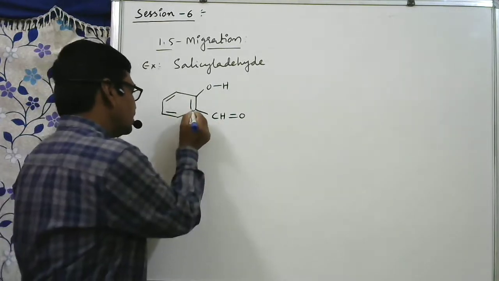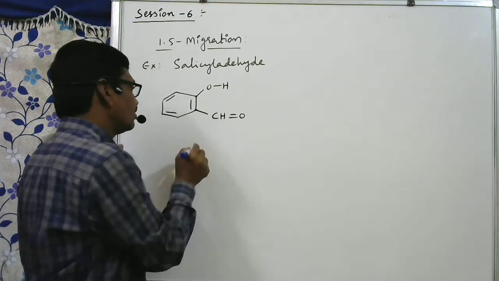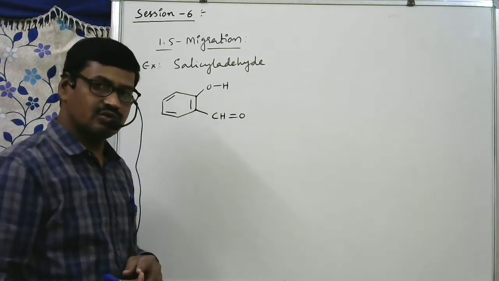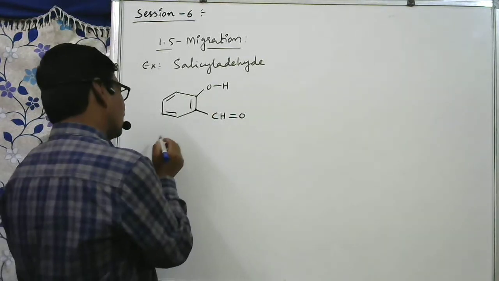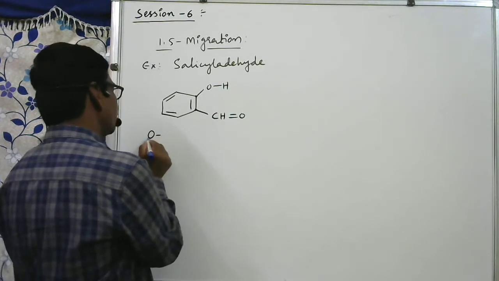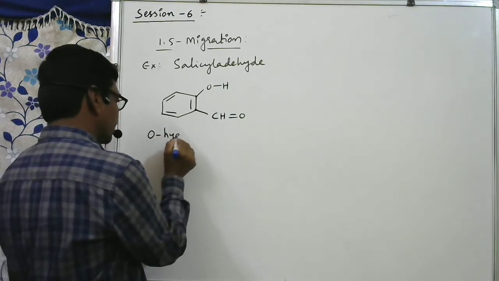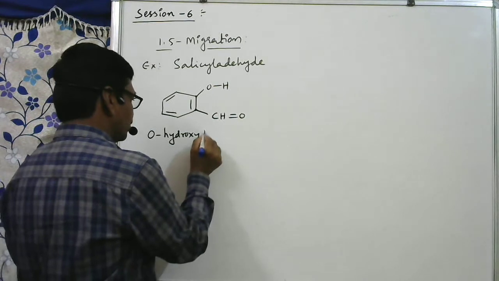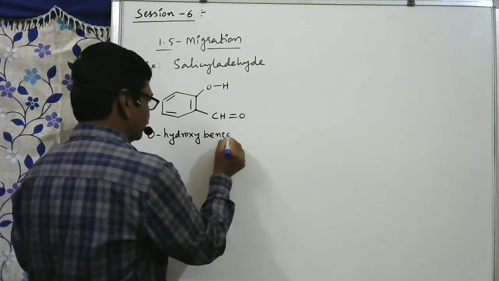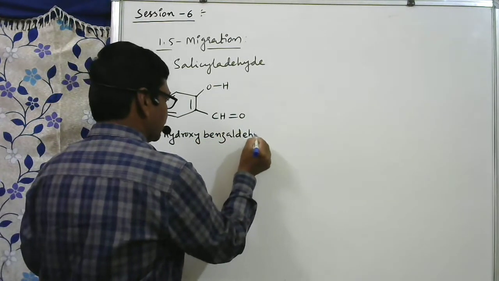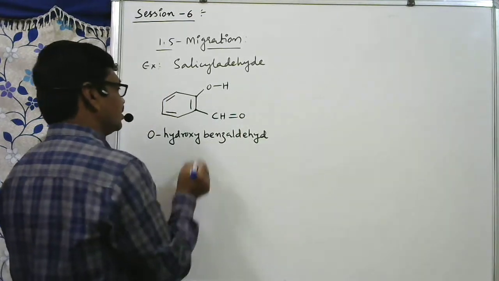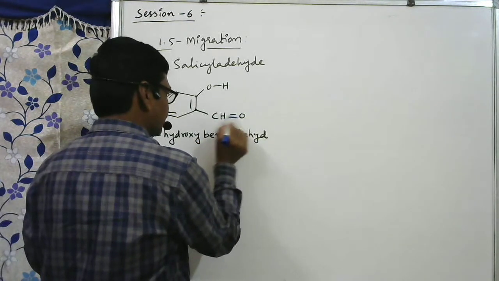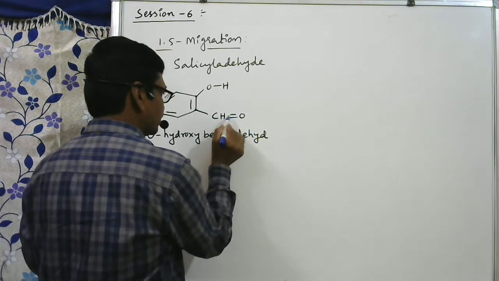In benzaldehyde, this is the first carbon, this is the second carbon. 1,2 relation, it is ortho. So we can say ortho-hydroxy. O means ortho. Ortho-hydroxy benzaldehyde. Here, see this bond, double bond is there. CH double bond O.